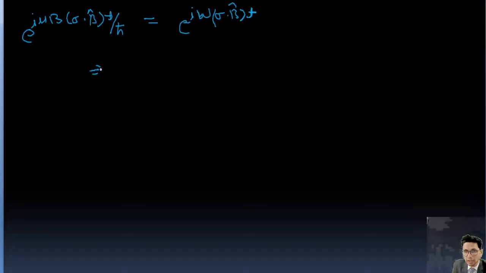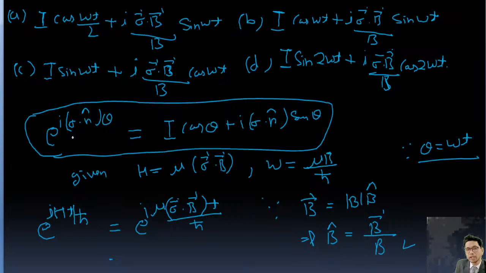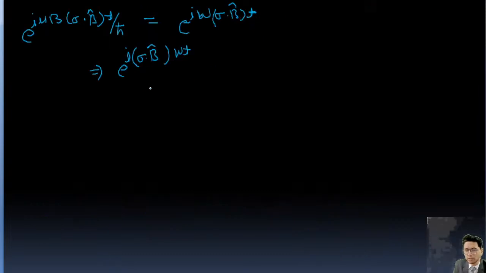Into T. So we can write, implies, e to the power iota sigma dot b cap into omega t. So now this becomes in the form of this one, right? E to the power iota sigma dot n cap into theta, because theta is omega t, right? So now we can easily use this formula because this is in the same form, right? So now we'll use the formula.